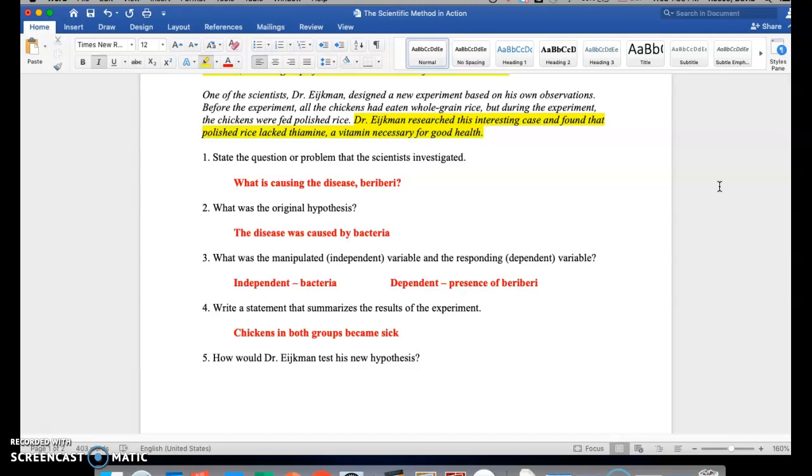So how could you test that? How could you see what that is? So I'm just going to hop down here. Again, we would need two groups. And in his first group, he would feed that group whole grain rice and check for the disease.